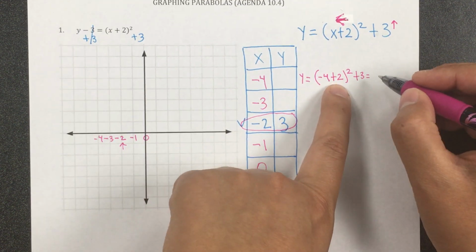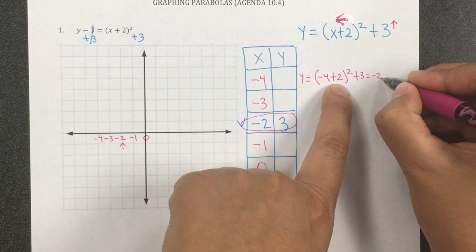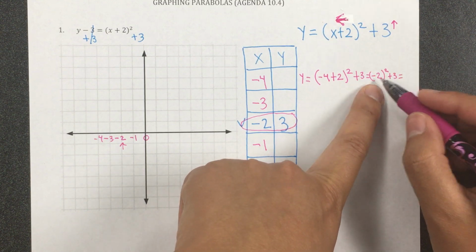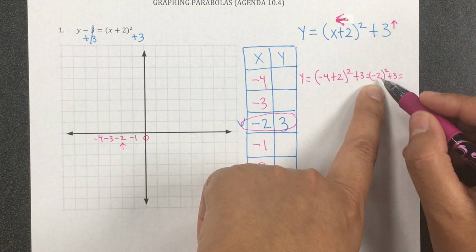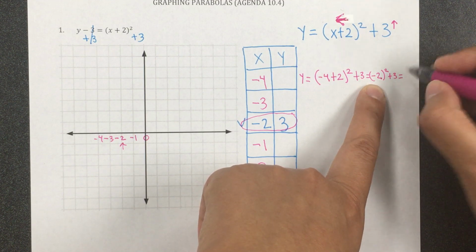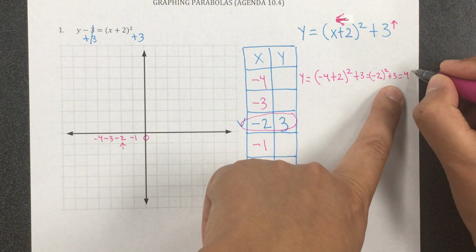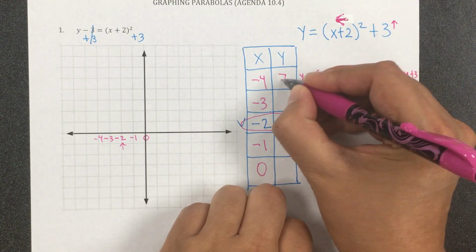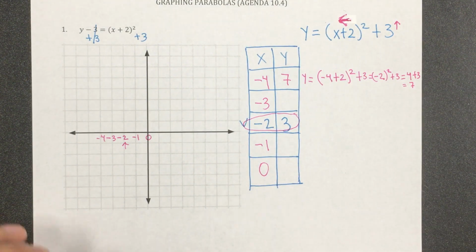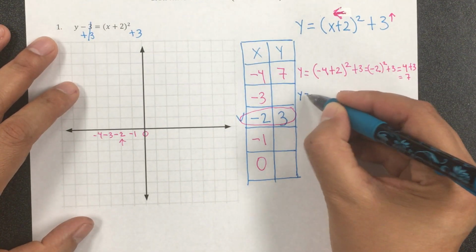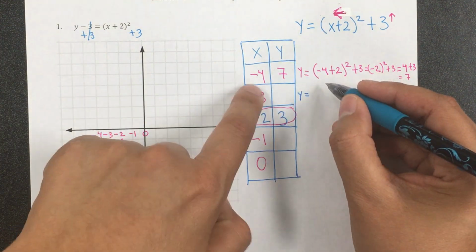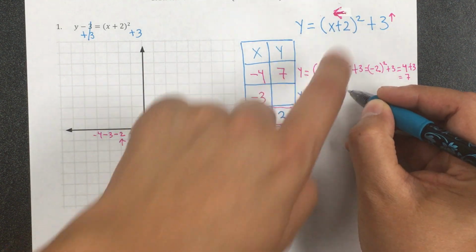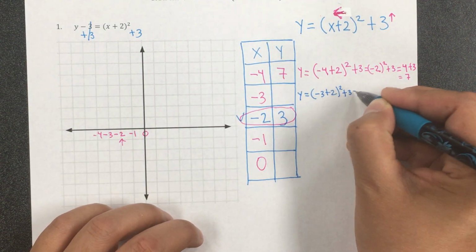-4 plus 2 is -2 squared plus 3. -2 squared means -2 times -2. Since it's negative times negative, it's +4 plus 3, and 4 plus 3 is 7. So that's the first value. I'm going to use a different color for the next one so that they don't get confused. So now the value of x is -3 plus 2 squared plus 3.